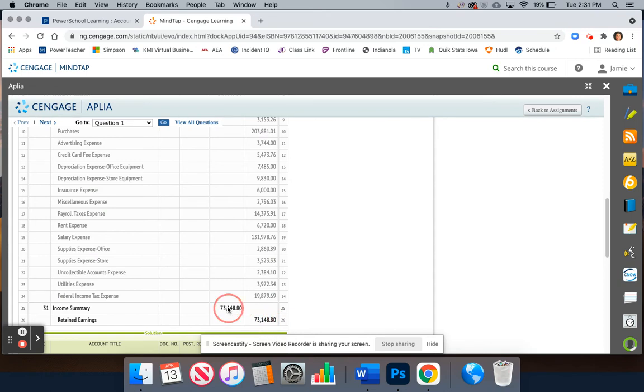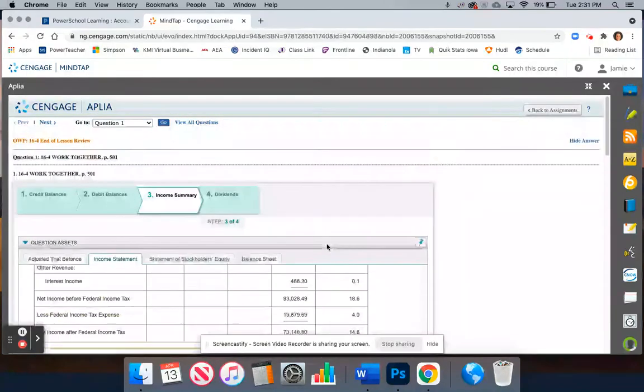This amount is the one amount that you do not find in the adjusted trial balance. This amount is found at the bottom of the income statement, which is our net income after federal income tax, a debit to income summary, and a credit to retained earnings.